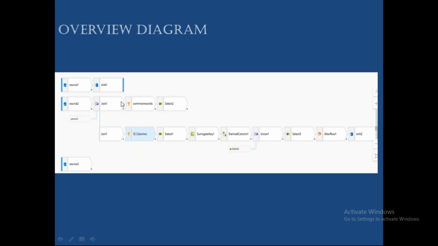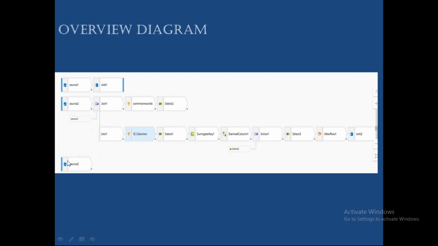Yes, I am just using the left outer join. So what is meant by left outer join, friends? Left outer join means common records plus only records available in the left table. Now my left table is my source, my incremental data. My right table is the dimension table.